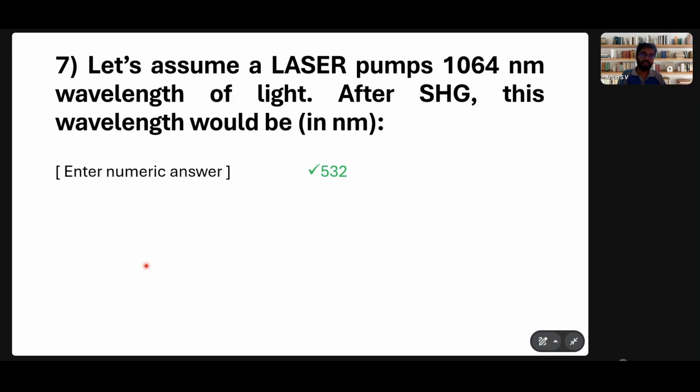For subsequent harmonic generations, you just have to divide the total wavelength by the corresponding n factor, which is 2 or 3 or whatever it is. In this case, it is the second harmonic generation, which is denoted by SHG. So you divide 1064 by 2, which will give you 532.